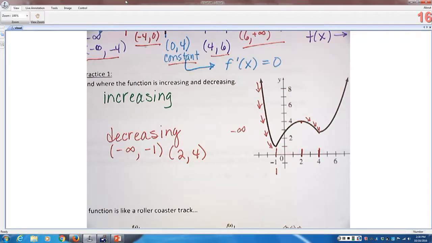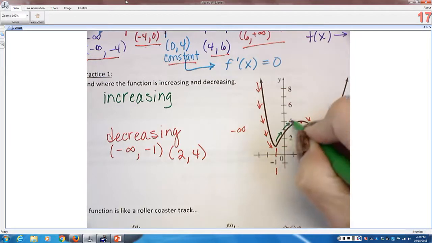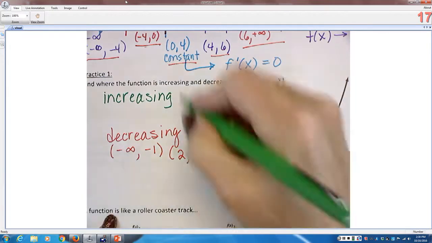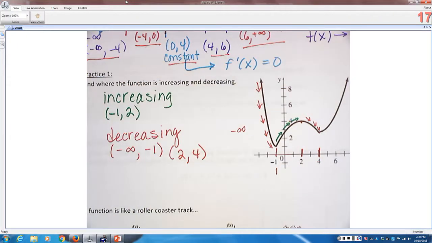Shannon, give me an interval where it's increasing. Just one. Okay, from -1 to 2, it is constantly increasing. And then where else? Somebody else. From 4 to infinity, it starts going up again.